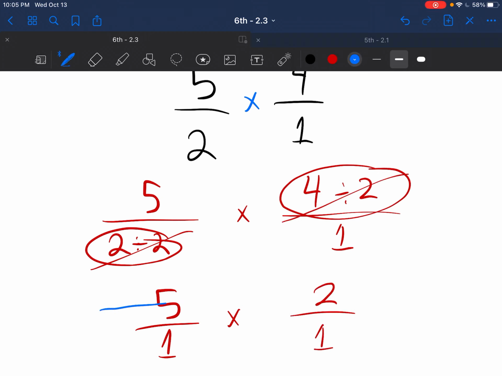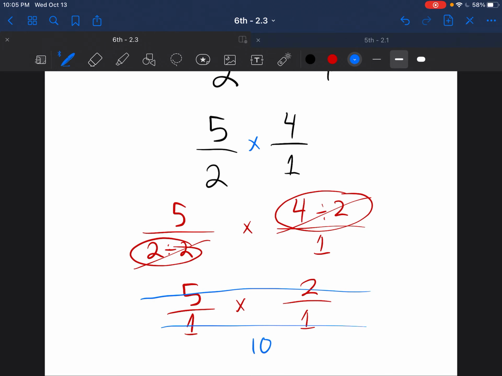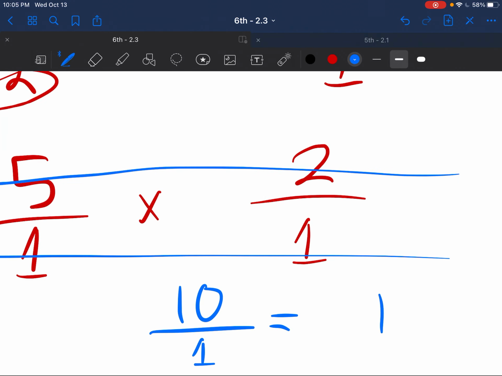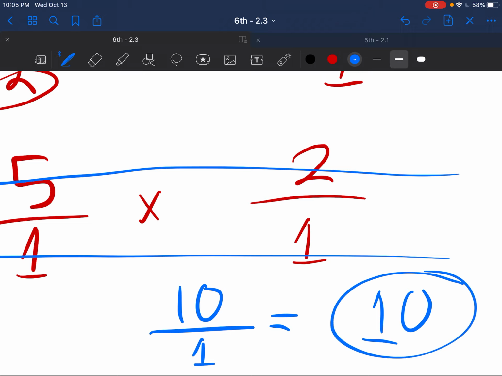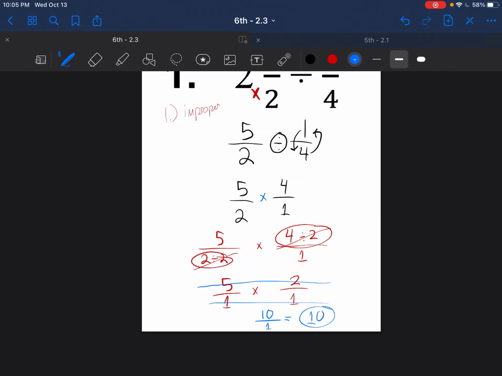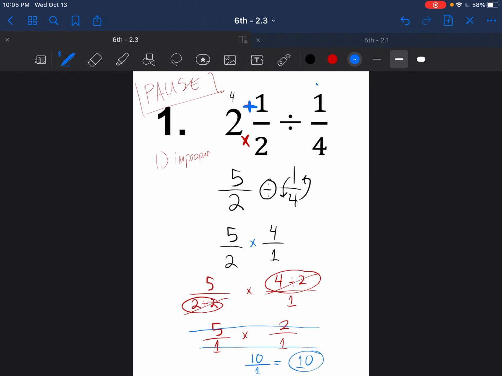Now, ladies and gentlemen, how do we multiply fractions? We multiply fractions straight across. 5 times 2 is 10. 1 times 1 is 1. But another way to write 10 over 1 is just 10. And there you go, ladies and gentlemen. We divided our first mixed number.